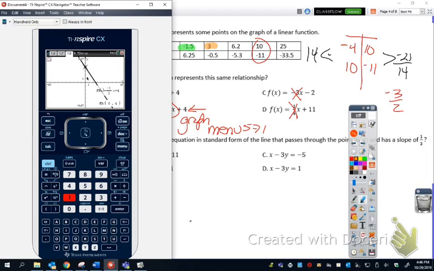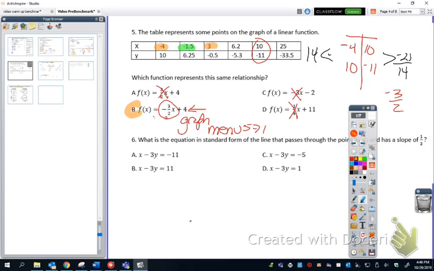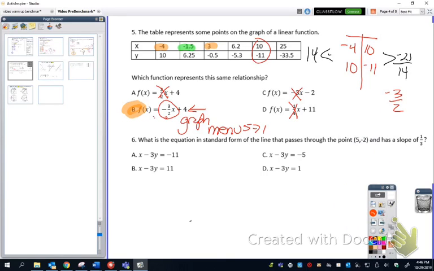Now my first number was negative 4, and it goes with 10. My next number was negative 1.5, and that goes with 6.25. Then it was 3, and that goes with negative 0.5. So that is definitely my answer. Some of you may just want to graph. That's fine. That is totally fine.